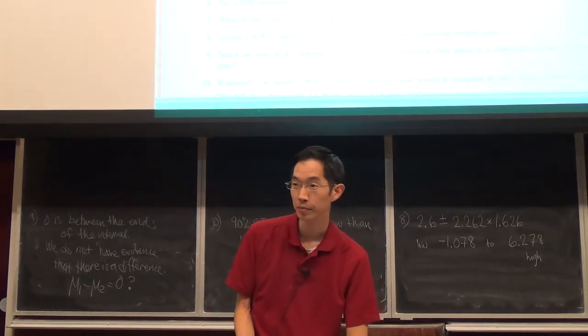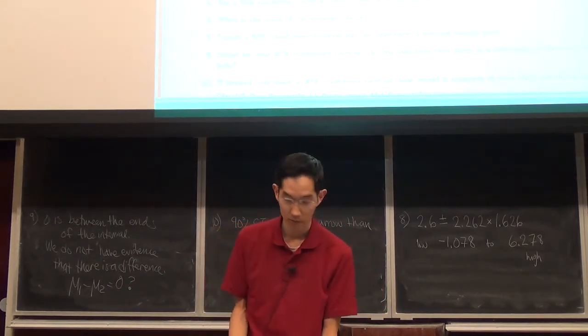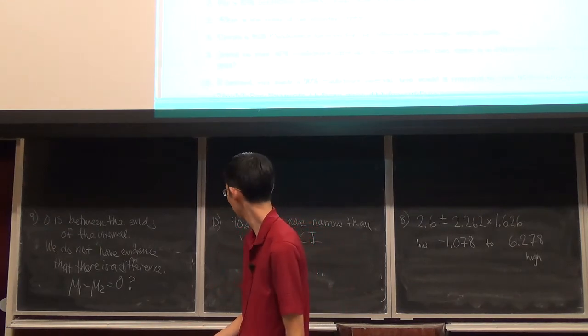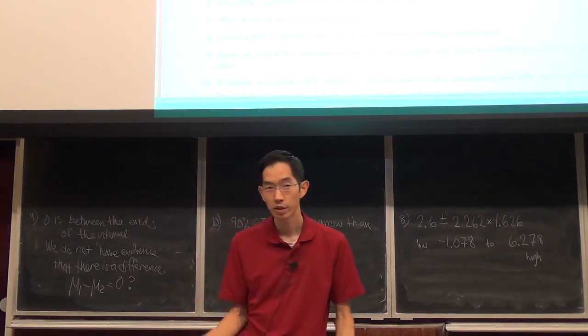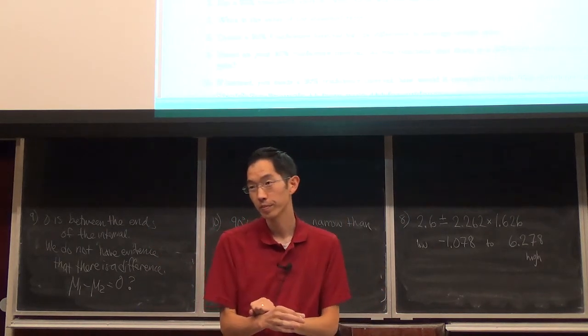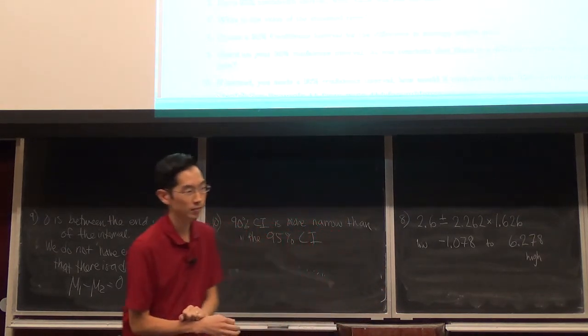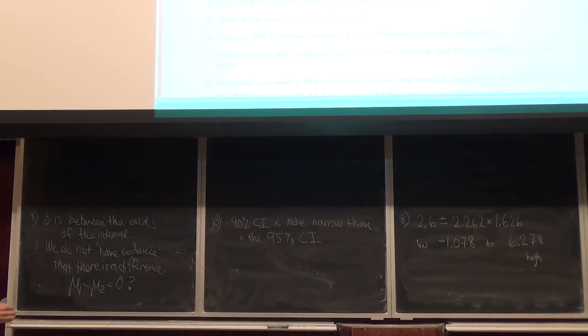Is that okay? And then number 10, 90%. So if you lower your confidence level, you can have a more narrow interval. If you want to be more confident, you've got to make your interval bigger.